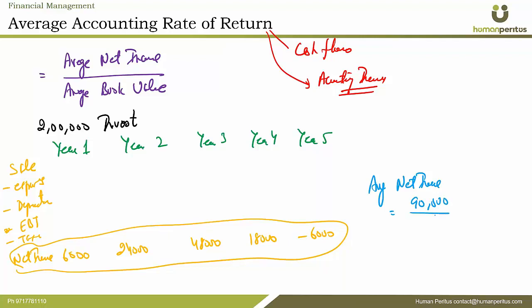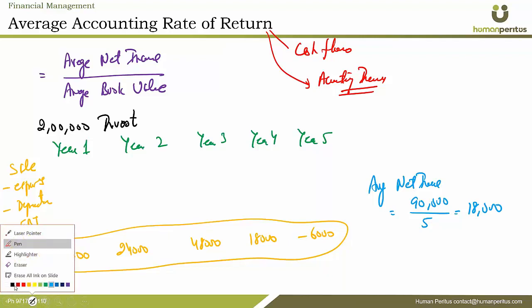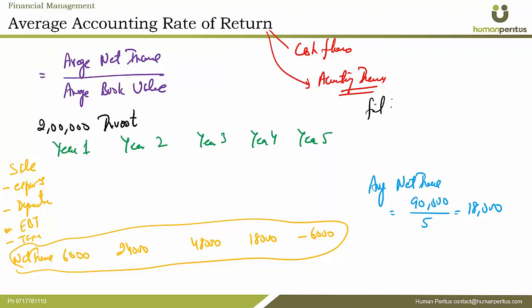I add up all of them. I get 90,000. I divide by 5, the number of years, and I get 18,000. Okay. Then I also do average book value. So the initial value was 2 lakh rupees, finally 0, straight line depreciation. Maybe if there is some scrap value, we can use that. I'll consider that my final book value is 0.